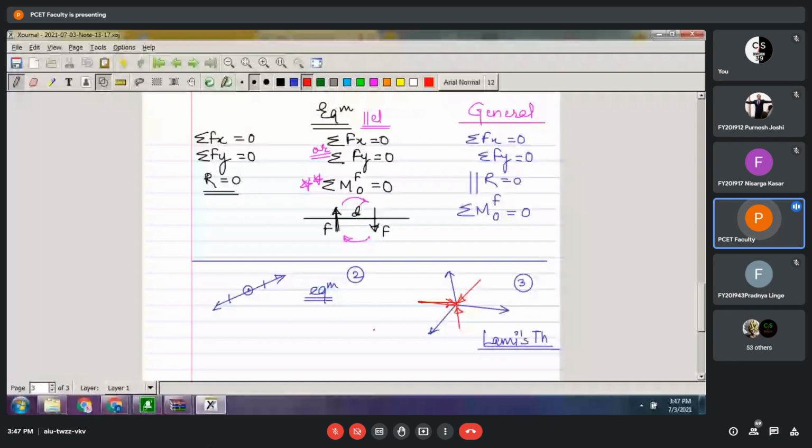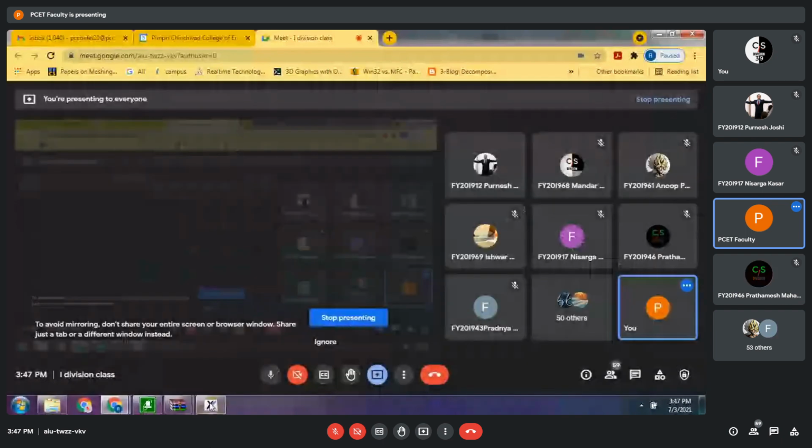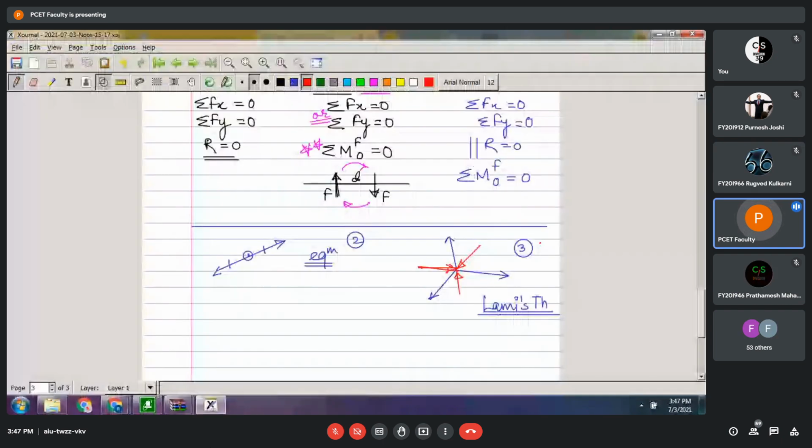Do you all remember the sine rule? Yes, ma'am. Any three forces and opposite angles. So suppose it can be F1 by sine of alpha, F2 by sine of beta, and F3 by sine of gamma. Is it clear? These are the opposite angles. Alpha will be the angle between F2 and F3, beta will be the angle between F1 and F3, and gamma will be the angle between F1 and F2. Do you remember? Clear? Yes, ma'am.